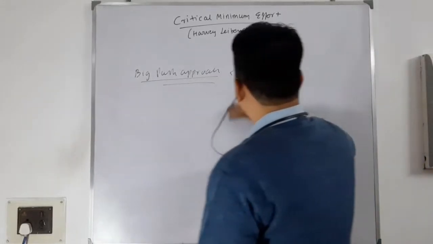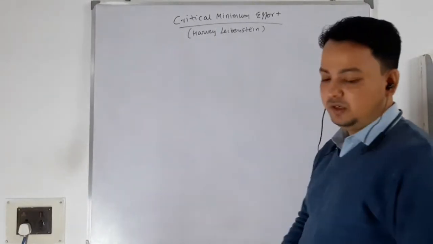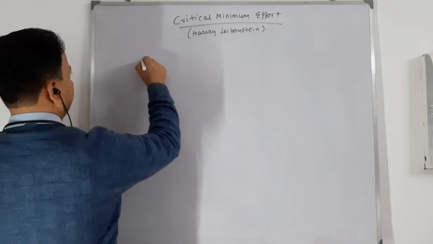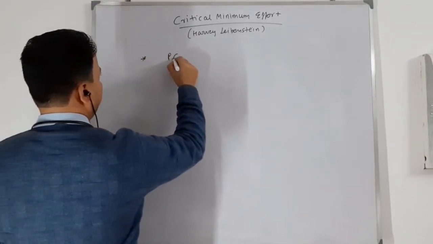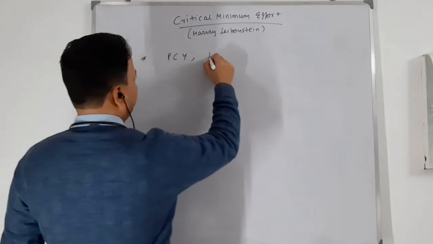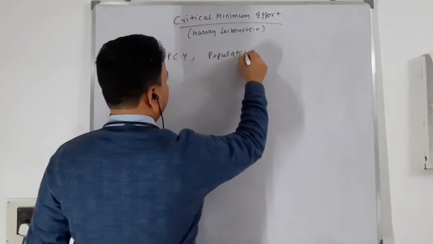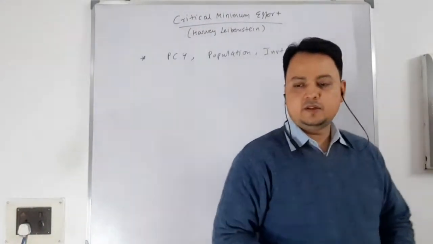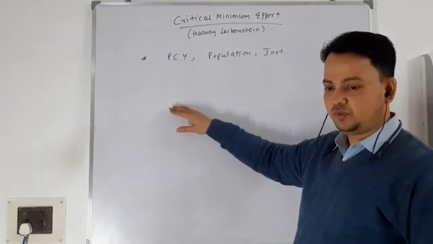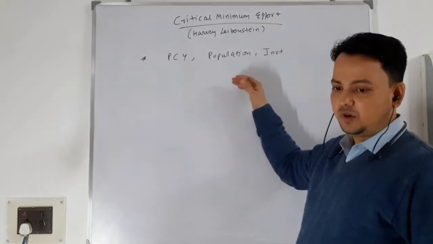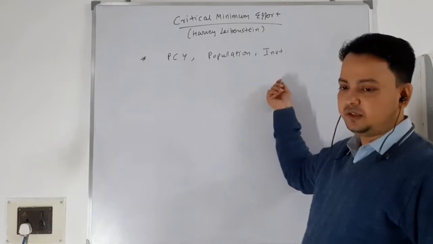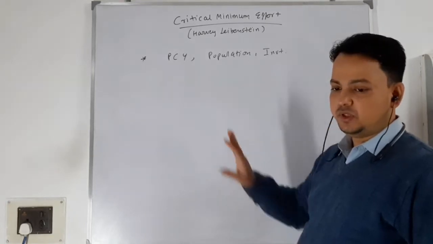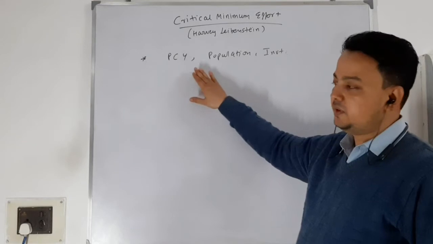So this critical minimum effort theory is given by Harvey Leibenstein, and he looked at the relationship between three factors: per capita income, growth in population, and investment. If you remember the big push approach, in the trap model, we are looking at the relationship between per capita income, growth in per capita income, and growth in population. That framework we are using here in the Leibenstein formulation.